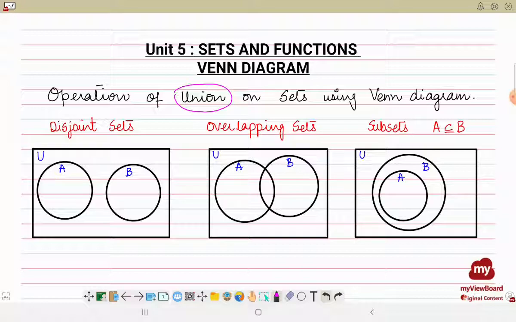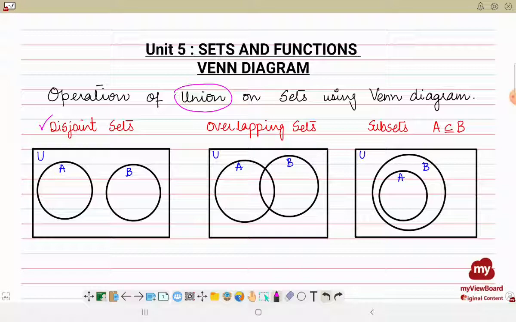Let's start with the disjoint sets, that how we are going to represent the operation of union on the disjoint sets using this Venn diagram. Let's recall the Venn diagram first. In the Venn diagram, the rectangular box represents the universal set, and the sets within the rectangular box represent the subsets that we usually discuss, the set A and the set B, right? So right now these are disjoint sets, means nothing is common.